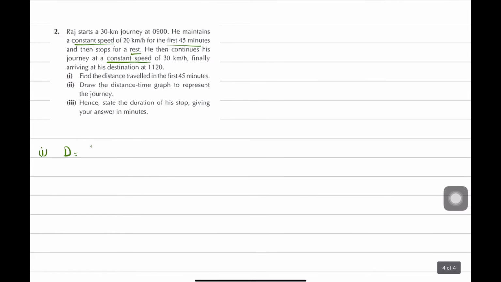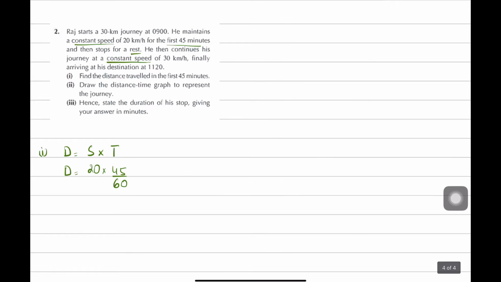Distance, as we know, is speed into time. So what am I going to do? Am I going to do 20 into 45? Is that correct? 20 into 0.75. Yes. Where did the 0.75 come from? So convert the 45 minutes into hours. Okay. Now the question is, why exactly are we doing that? You're right. The question is, why exactly are we doing that?